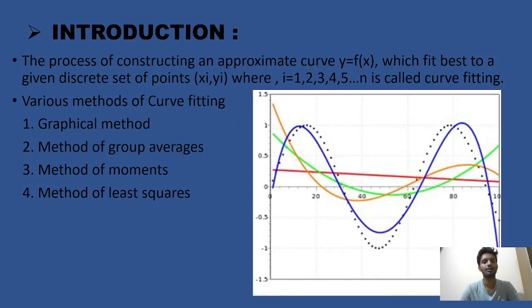So, introduction: the process of constructing an approximate curve y equals f of x, which fits best to a given discrete set of points (xi, yi), where i can have the values 1 to n, is called curve fitting. Basically, so many values together are fixed in a certain arrangement, like you can see here, where the curve is actually made. You can see that's a cubic curve, and there are so many other curves, but the best possible curve is chosen among these. That's what curve fitting is. You actually fit the points in a given curve, and that's what curve fitting is.